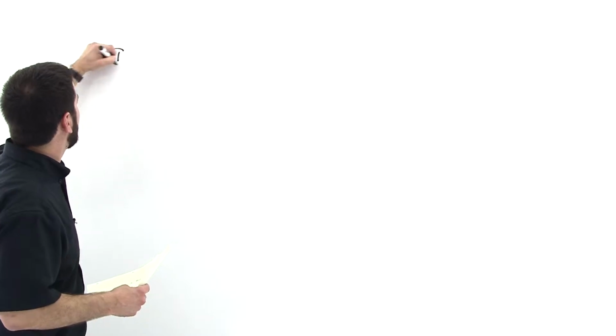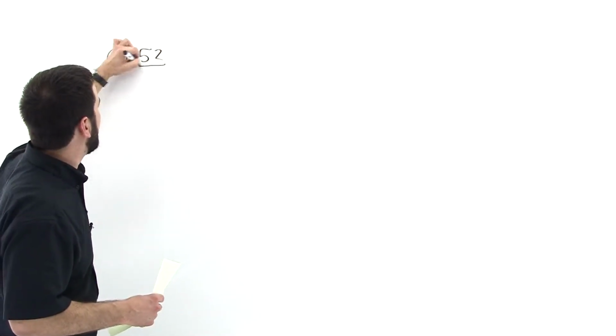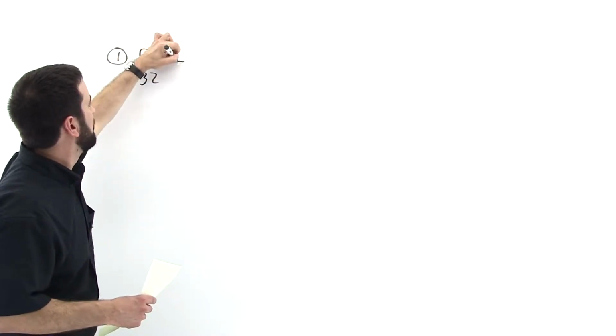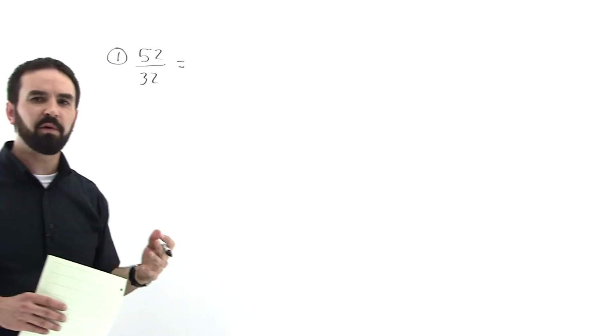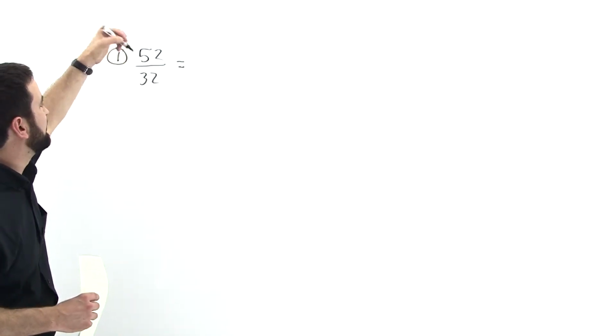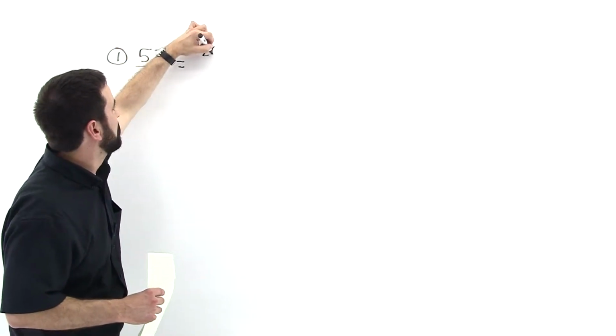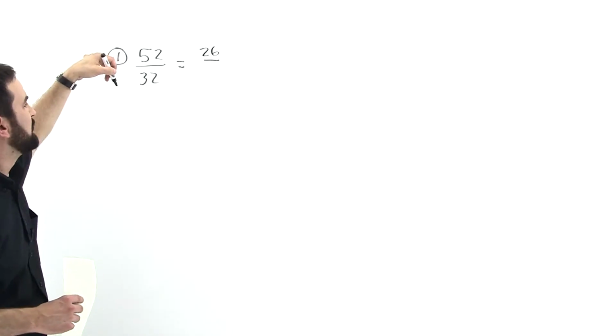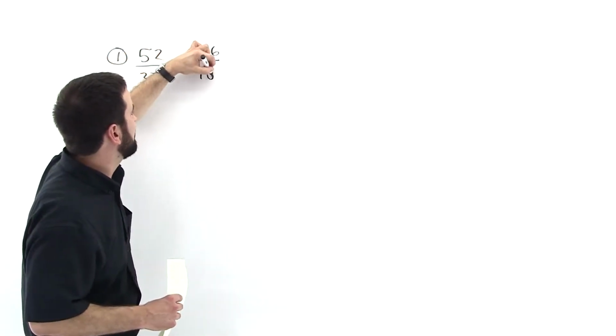This is reducing fractions. So let's take a look at a few fractions. The first one we'll consider is 52 over 32. So we see that each of these numbers is divisible by 2. So 52 divided by 2 is 26, and 32 divided by 2 is 16.